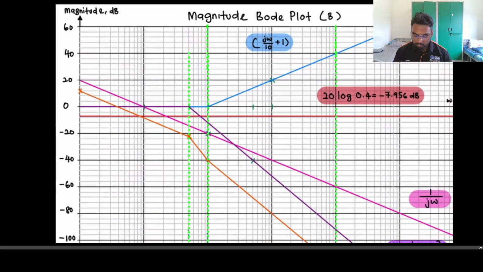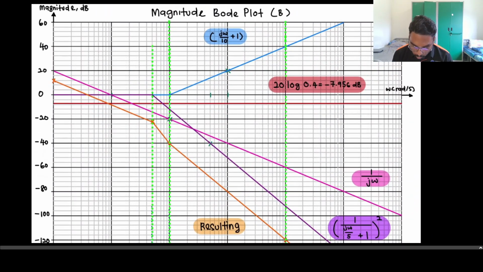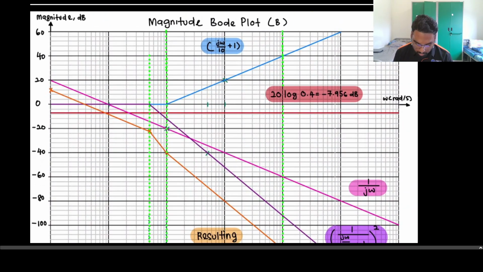As you can see, there are no changes after this. After this decade, it's all straight lines.